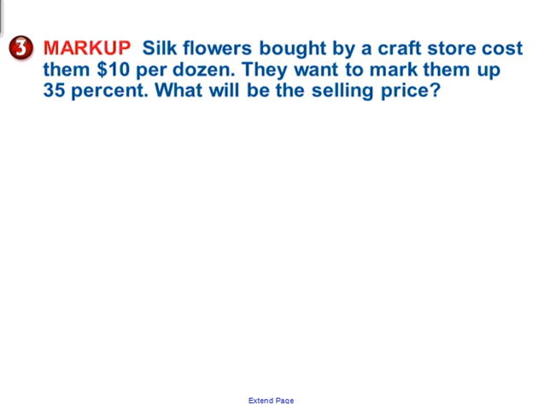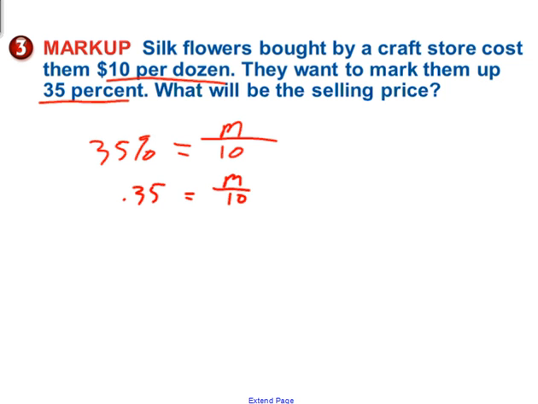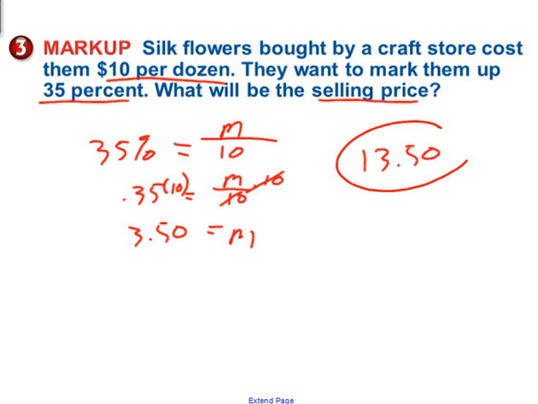Silk flowers bought by a craft store cost $10 per dozen. They want to mark them up 35%. What would be the selling price? So 35% is equal to the markup over the original cost, or the purchase price of $10. So this would be 0.35 is equal to M over 10. I'm going to multiply both sides by 10. These cancel out, leaving the markup is equal to $3.50. So the markup is $3.50. The selling price should be $13.50.